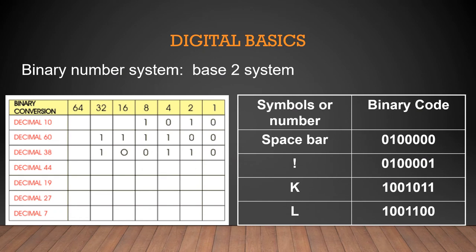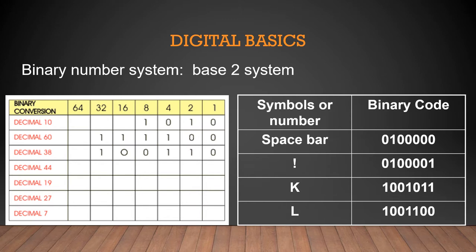So the binary number system is called the base 2 system. You only have 2 digits, zeros and ones. Every place is going to be represented by 2 times the placeholder. So here is the placeholder for 1. Here is the placeholder for 2, and so on. So those are just placeholders, okay?